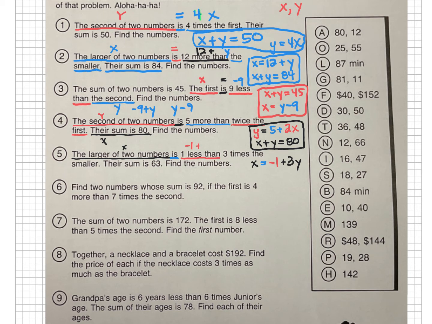Let's see, their sum is 63. X plus y equals 63. Okay, done with that one. So notice I'm just reading the sentences, and the sentences are telling me what to write.